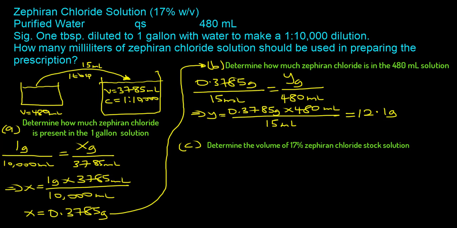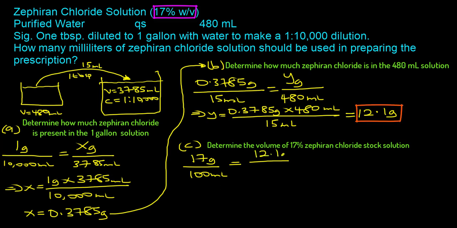And so the next step will be to determine the volume of the 17% zephyran chloride stock solution that you actually need to use to prepare the 480 milliliter solution. And so the way we will do that is to make use of the percentage concentration. So we take the 17%, which implies that we have 17 grams of zephyran chloride in every 100 milliliters of solution, and we set up a proportion to determine what the volume would be if you actually had 12.1 grams. So we are interested in this volume. Let's call that Z mL.